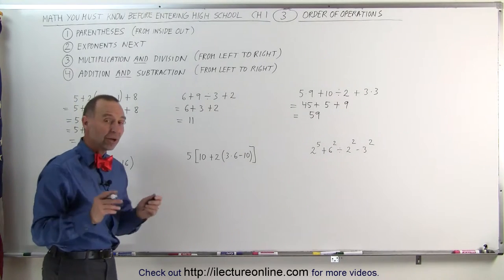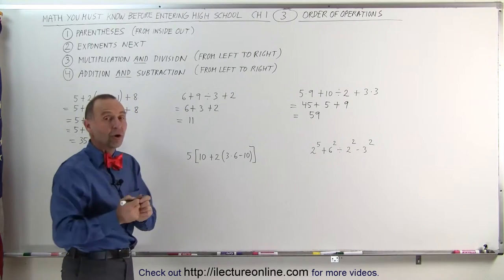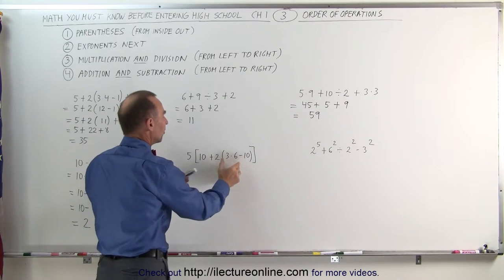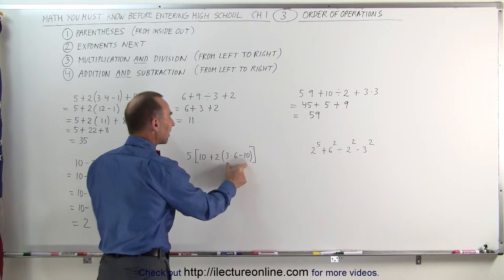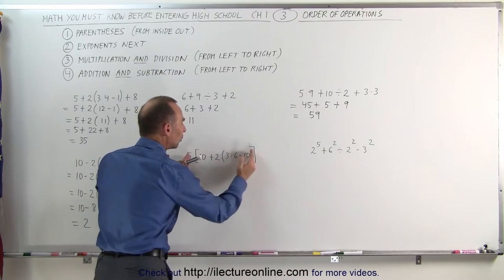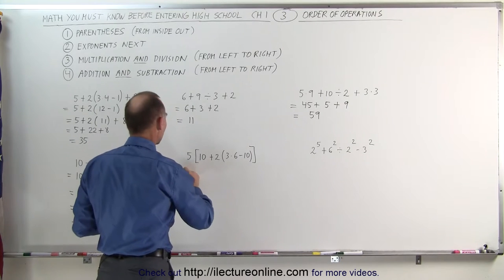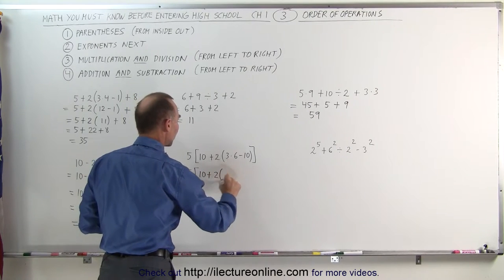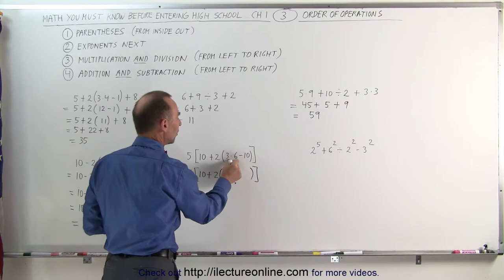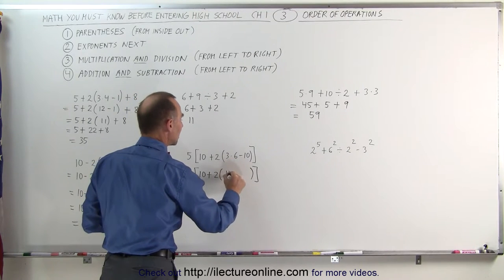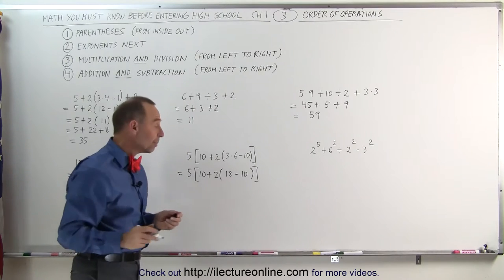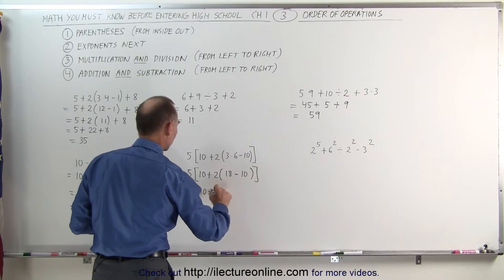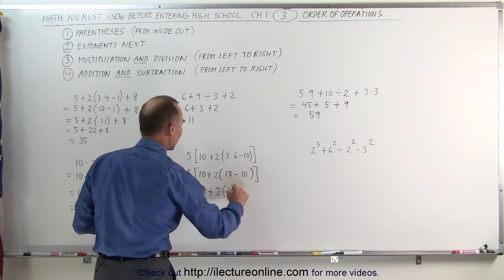Our next example has parentheses inside brackets. Now brackets and parentheses are the same thing, except that we typically use brackets outside parentheses, or we put the parentheses inside the brackets. We must work from the inside out, which means we need to concentrate on this first, and then we do the rest of what's inside the brackets. This becomes equal to 5 times, because there's nothing in between, that means multiplication, [10 plus 2 times what's inside the parentheses. But we have to do the multiplication first, 3 times 6, which is 18, minus 10]. We continue by still working out what's inside these parentheses first. This becomes equal to 5 times [10 plus 2 times (18 minus 10, which is 8)].